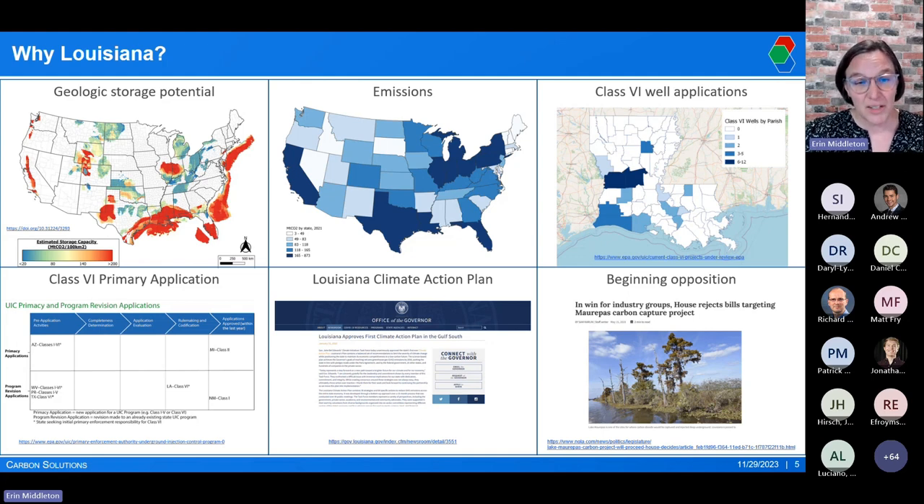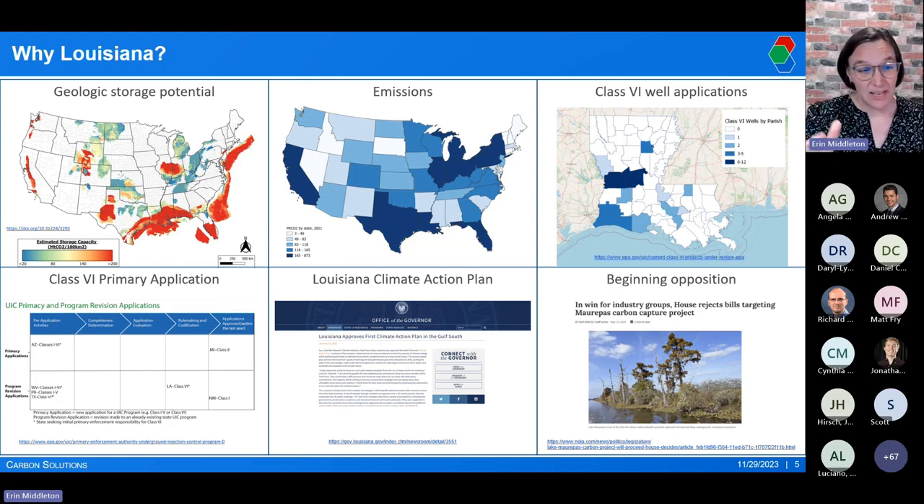Another thing that's happening across the United States are Class 6 well applications. I'm not going to go into a lot of carbon management technical details, but for those who may not know, Class 6 well applications are the way that we get permits from the Environmental Protection Agency that are required for storing CO2. What you can see in these darker areas are the parishes by the number of Class 6 well applications that have been submitted. These aren't happening yet, but people are starting to submit this information in order to get geological storage started.